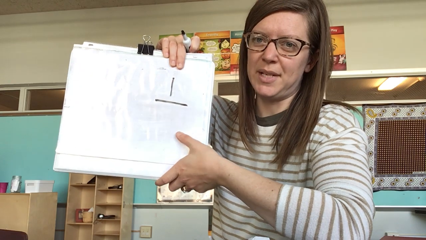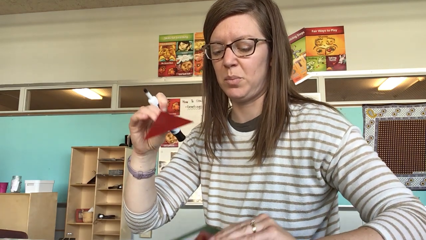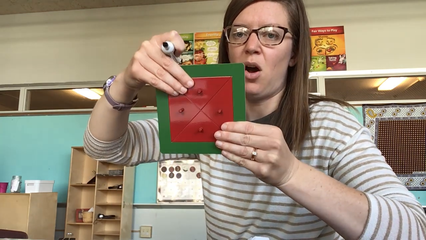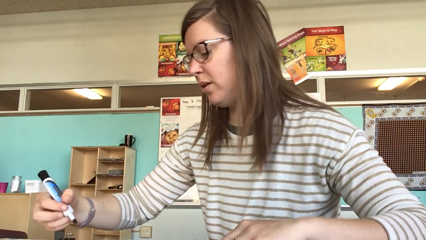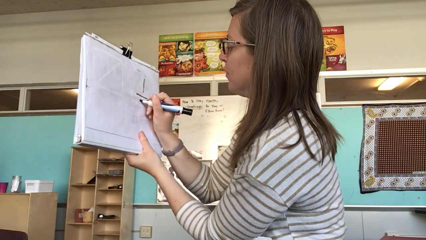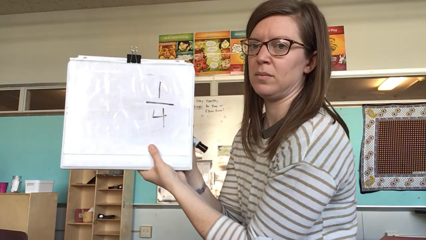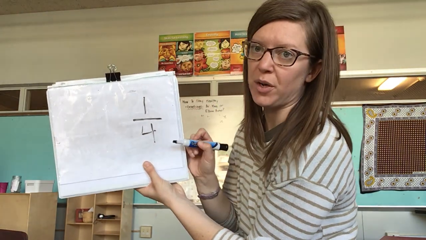But what's my denominator? How many parts all together? Well, I'm going to take the part I'm thinking about and put it back in with the other parts. All together there are 4 parts, so my denominator will be 4. 1/4.